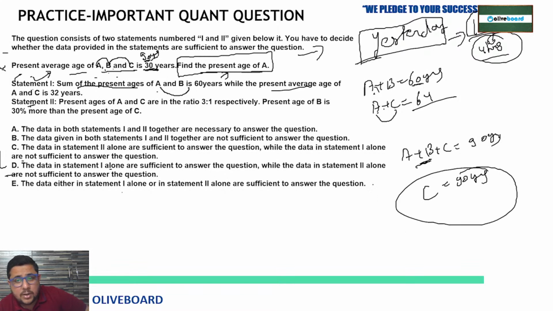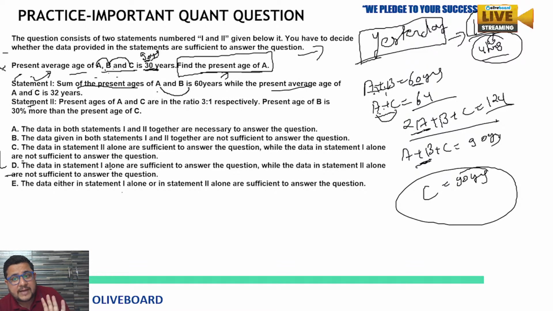Are you getting my point now or not? But we have to find out the age of A. In this type of question, no need to go for the full solution, as I said. You just have to check. So if I take the sum of A plus B and A plus C, it would be 2A plus B plus C, which is going to be 124. In this way also you can solve, because we have to calculate the age of A. So 2A plus B plus C minus A plus B plus C, what are you going to get? A only. So 124 minus 90 is 34. So 1 is sufficient alone to answer this question.